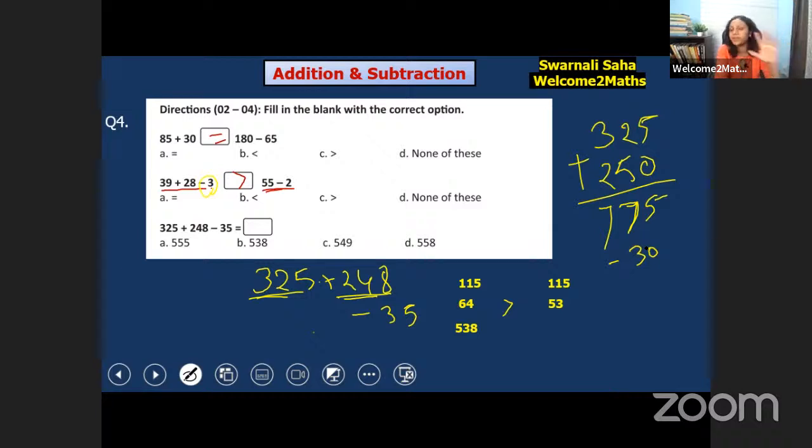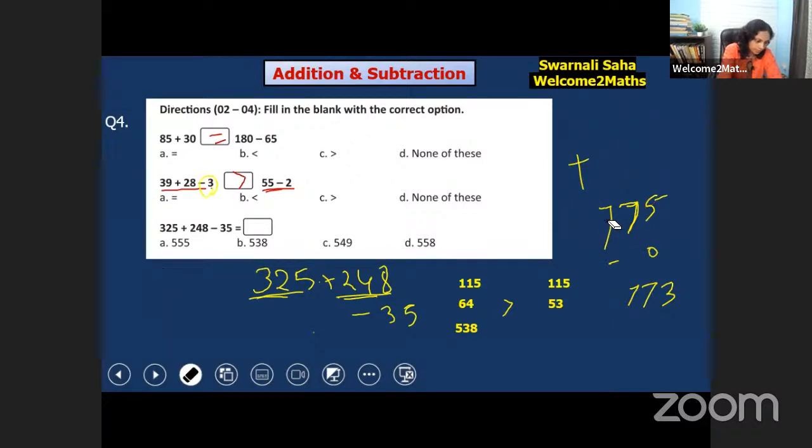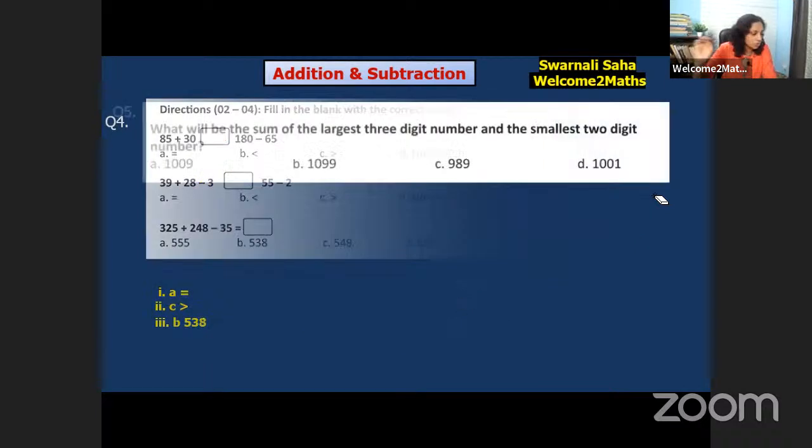Add 250, minus 2. It is called the balancing method. So how to do this? 325 plus 250 and minus 2. Okay. So it is 538. Understood? So these are the answers. First one, A is equal to, then greater than, then 538. Fine. So now let's solve one more question.